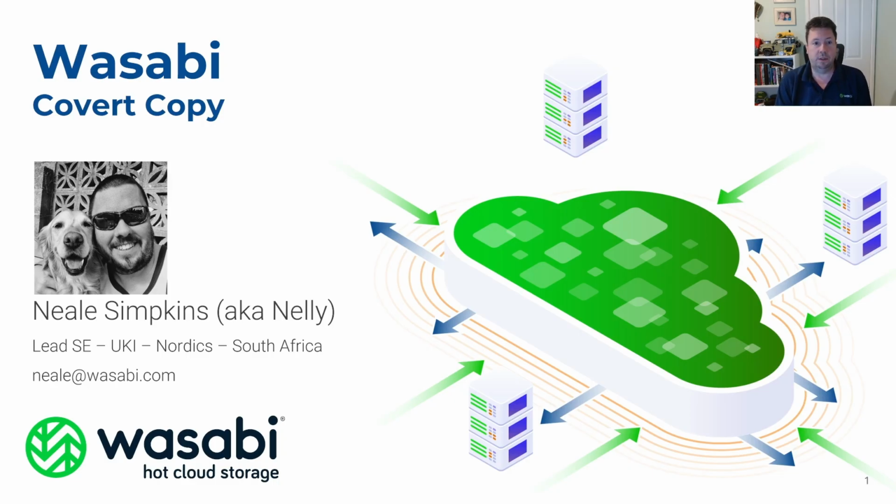So what we're going to do today is drop into the console, take a look at Covert Copy, see what it does, see what you need in place to be able to set it up, and then some of the features on how you would access the Covert Copy bucket if you needed to, and also how you would then go about and delete the Covert Copy bucket if you decided you didn't need it anymore.